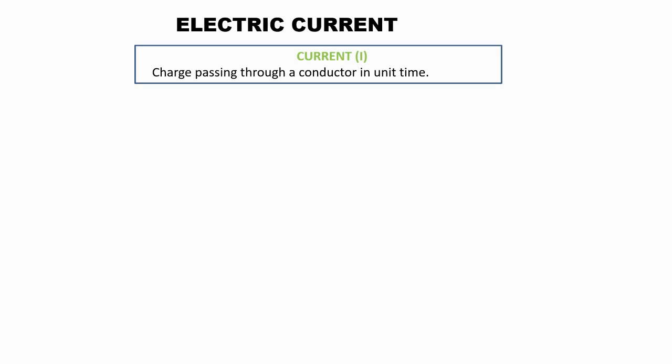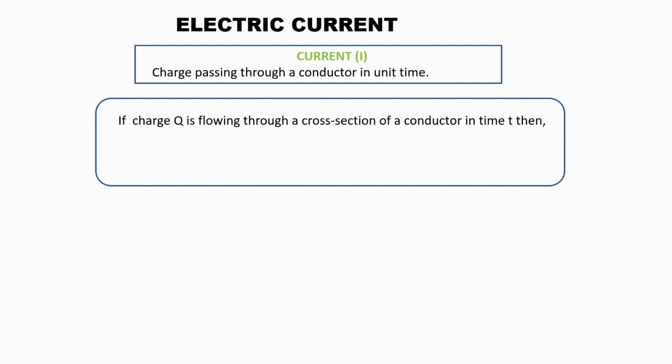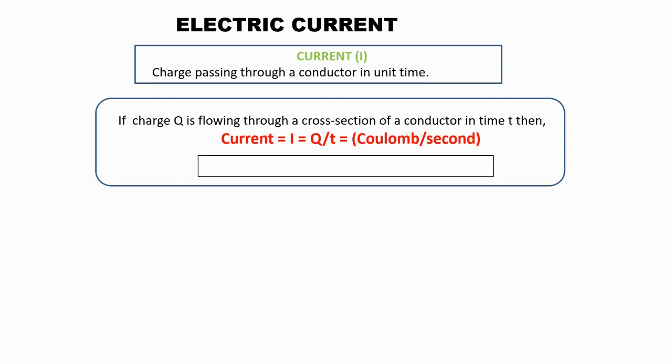What is electric current? It is the charge passing through a conductor in unit time. If I consider a charge Q flowing through a cross section of the conductor in time t, then the current denoted by I is given by Q/t, where Q is the charge. Now the unit of time is second and of charge is coulomb. So the unit of current is the ampere.